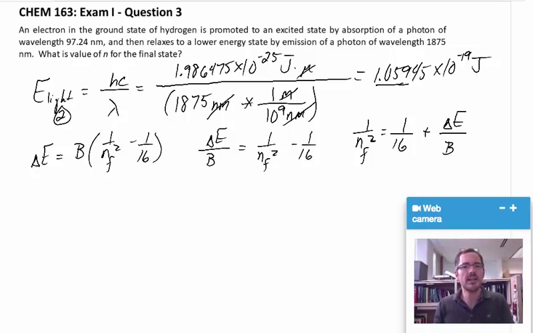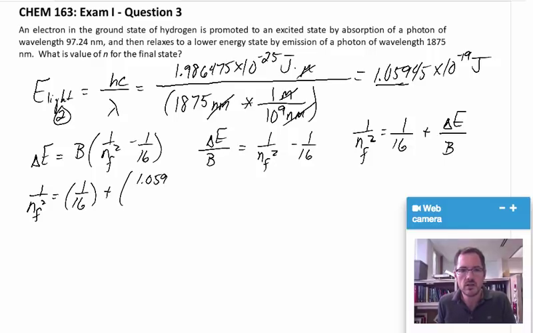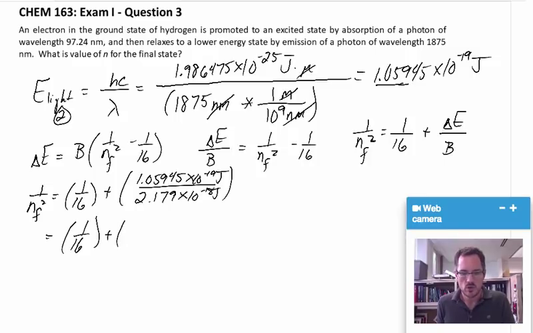So I can start plugging in values I know. So 1 over n final squared will equal 1 over 16 plus my 1.05945 times 10 to the negative 19 joules over 2.179 times 10 to the negative 18 joules. And I'll get a value of 1 over 16 plus 0.04861, which is going to be added together 0.111121.